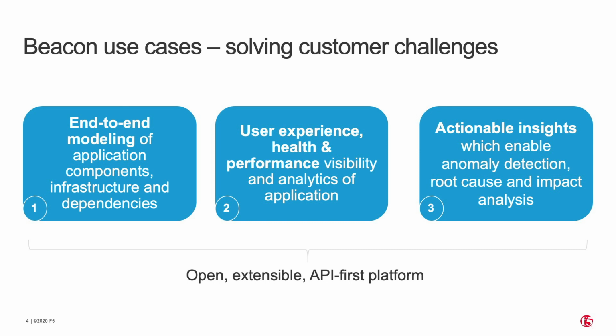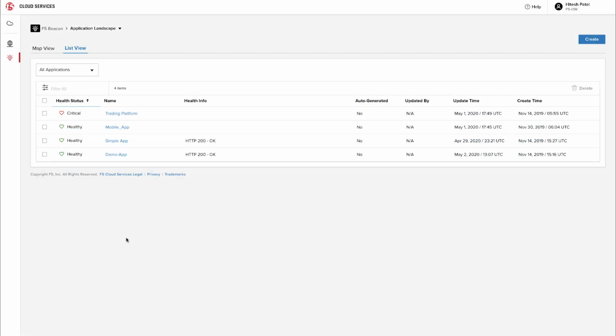While we're going through the demos, we'll also be sure to highlight the open, extensible, and API-first nature of the Beacon platform. This attribute helps us readily integrate with DevOps and SRE methodologies and with your continuous integration, delivery, and deployment pipelines. So let's go to our first use case and see how Beacon represents, discovers, and visualizes your applications, their topology, dependencies, and associated telemetry.